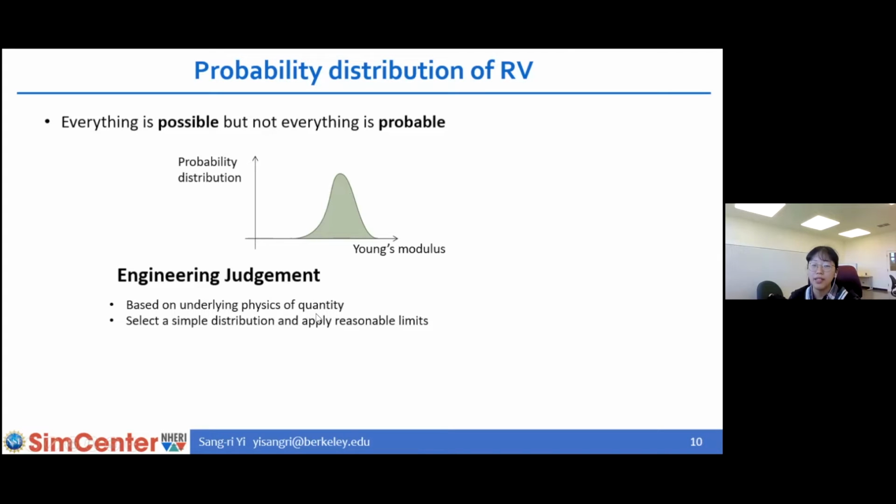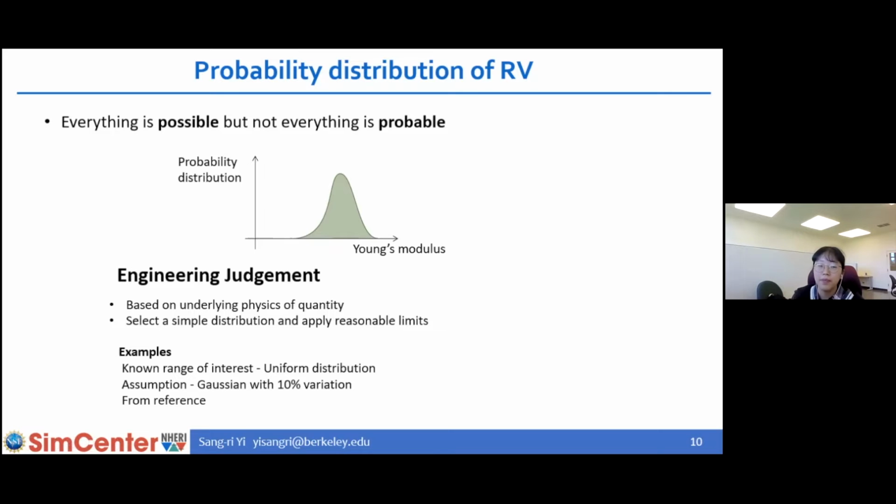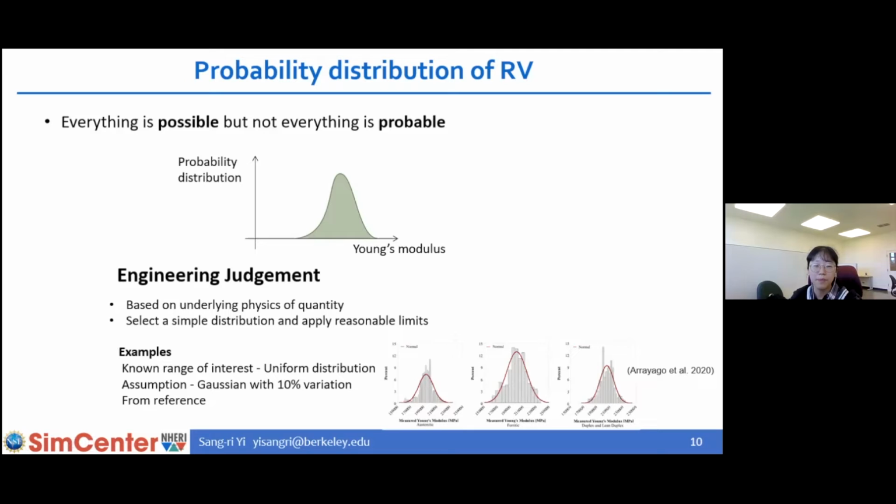Based on your insight into the physics of the quantity, what you usually do is select a simple distribution and apply reasonable limitations. For example, if you know the probable range of interest, then you can set a uniform distribution. But if you have a better assumption on the value, for example, Young's modulus of steel will be around 200 gigapascal, then you might want to introduce a Gaussian distribution. If you want to further reduce the subjectivity and be more precise, there are studies performed previously to investigate what distribution you should use in certain situations. So there are literatures which tell you which distribution and parameters you need to use.